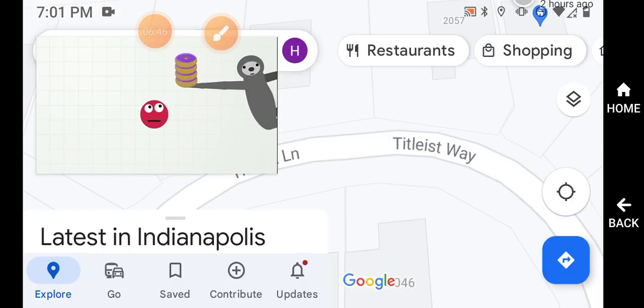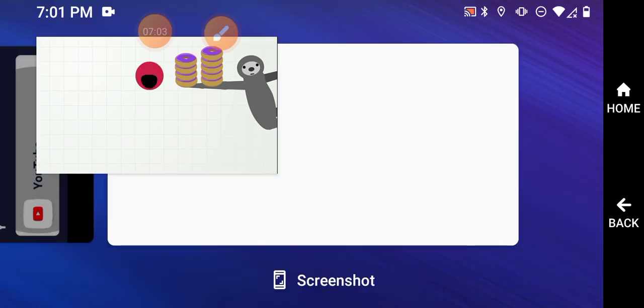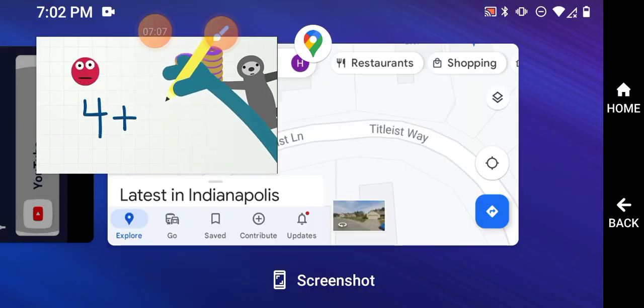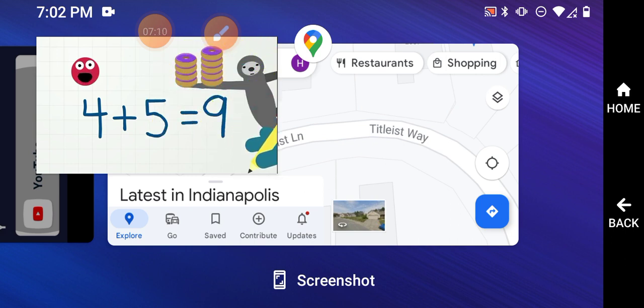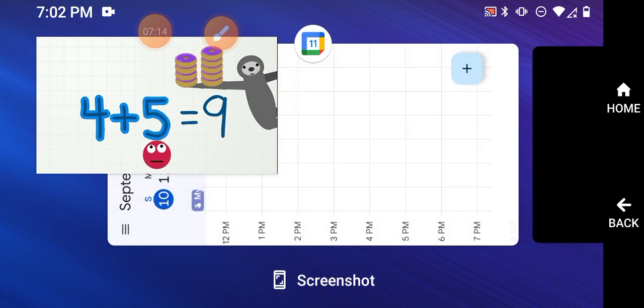Okay, let's do another one, but with some different numbers and different donuts. So, let's see. We have 1, 2, 3, 4 donuts, and we add 1, 2, 3, 4, 5 donuts. So we have, anybody know? That's right, 9 donuts. 4 plus 5 equals 9. 4 plus sign 5 equals sign 9.